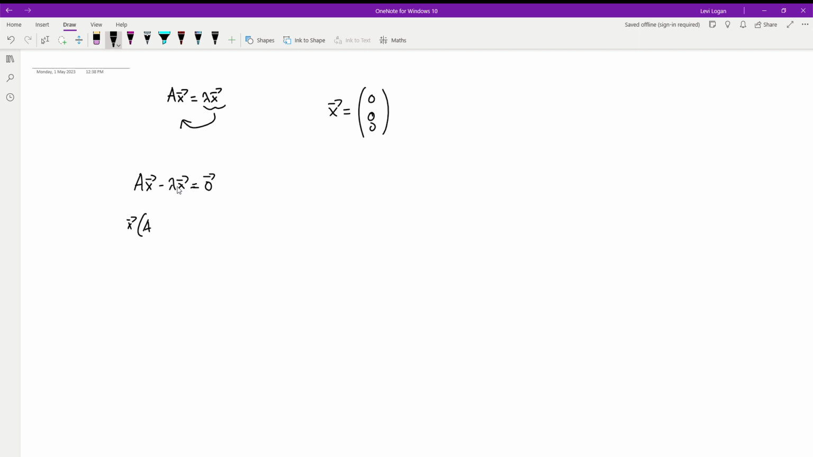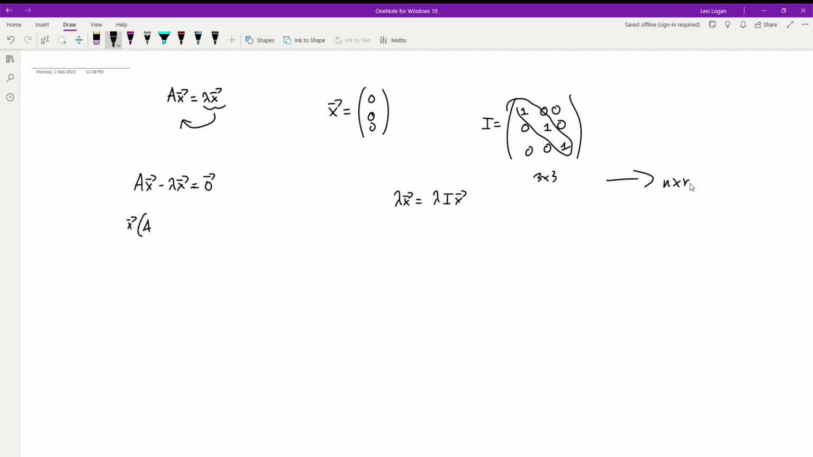We can basically say that this bit here, lambda multiplied by this vector, is equivalent to lambda multiplied by the identity matrix multiplied by the vector. Because the identity matrix is pretty much the number one in matrix world. The identity matrix basically just has ones down the diagonal. So this is a 3 by 3, for example, but you can have up to an n by n.